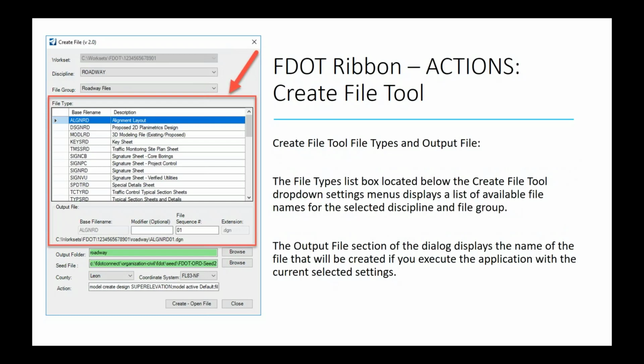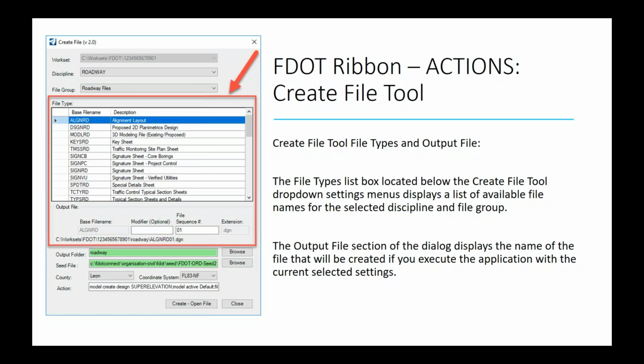The file types list box located below the Create File tool drop-down settings menus displays the list of available file names for the selected discipline and file group. Much like any Windows file list dialog, you can sort these file names by clicking on the column heading. That's to say, you can alphabetize them by either the base file name or by the description. Not a lot of options there, but still worth noting. Below the file list, you can see the base file name of the selected file, and you can enter an optional modifier to the file name.